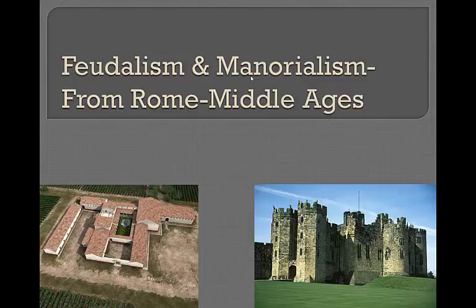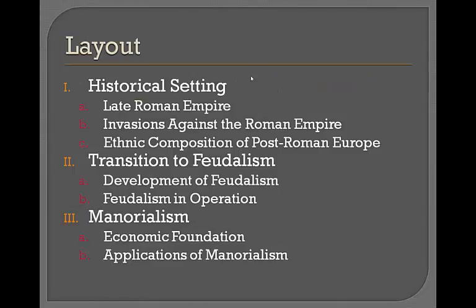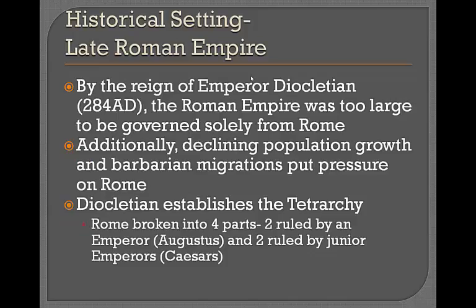So to get started, the layout for the presentation. First, talk about the historical setting from which feudalism and manorialism developed, starting with the late Roman Empire. Second, moving into feudalism, what it is, how it works, and how it comes about. And finally, moving on to manorialism, the economic system of feudalism, how it works, and what it tries to accomplish.